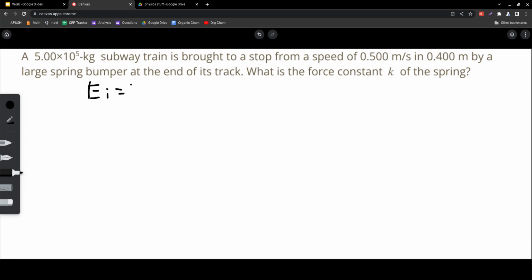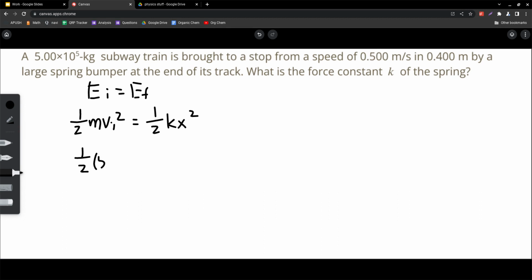So E initial equals E final. Initially it only has kinetic energy because it's moving at a speed of 0.50 meters per second. So we can write 1/2 m v initial squared equals, and then at the end it's brought to a stop, but it has a spring acting on it, so there has to be some energy from the spring. So we get 1/2 k x squared. Let's plug in all the things we know and then solve for k.